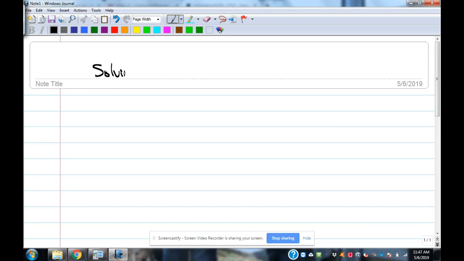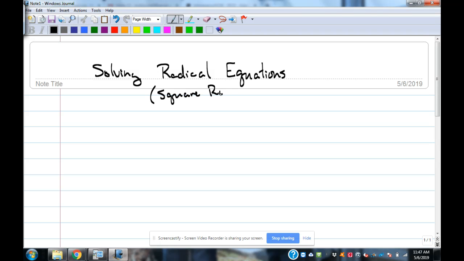Solving radical equations. That's the last thing we're doing. Okay, square roots, radicals, that means the same thing. So these are the same thing as square roots. In Algebra 2, you'll do bigger ones and then roots like cube roots and stuff like that. So this is the basis of all that.